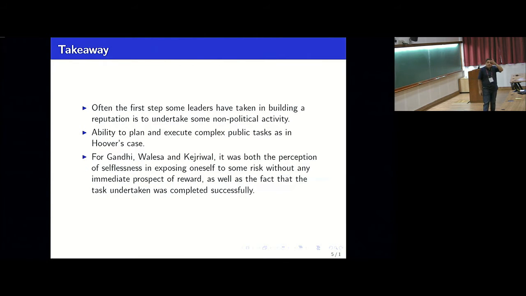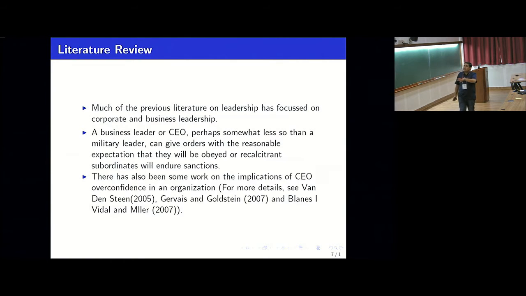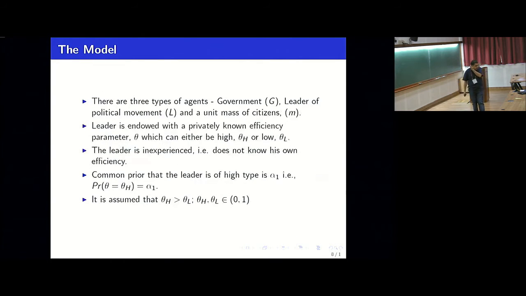So as we see in all these cases, the first step that leaders might take is to build a reputation by undertaking some non-political activity which doesn't threaten the current regime. It looks very uncorrelated. For these leaders there was a perception of selflessness in exposing oneself to some risk, with no immediate prospect of reward for the task they undertook. I'll not talk about the literature review; if there is time, I'll come back to it, because I wanted to discuss the model first.